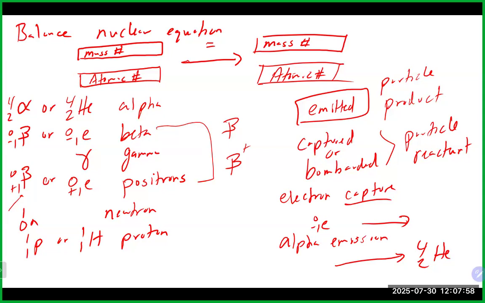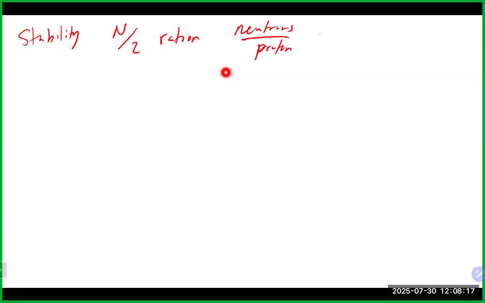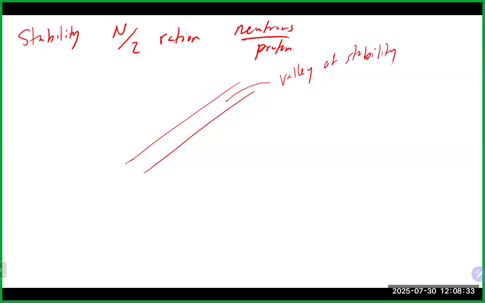Now, what else is going on here that we talked about? We talked about stability. And one of the common ways to look at stability is the N to Z ratio. And that basically is the neutron to proton ratio. And there is an acceptable ratio depending on your element. And that acceptable ratio is what is sometimes referred to as the valley of stability or the belt of stability.